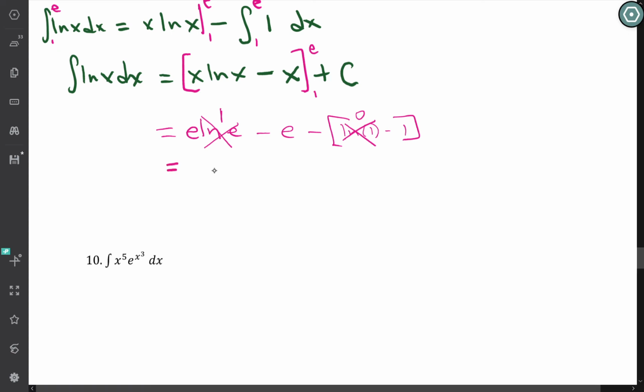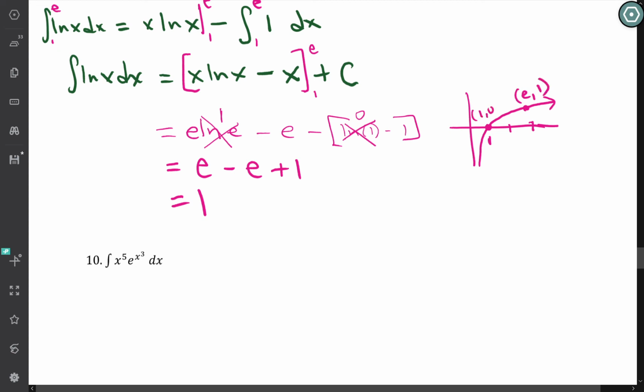So really, I'm ending up with 1 times e, which is e, minus e, oh, this is going to be really nice, minus negative 1, so plus 1, which is 1, which means if we look at this natural log function from 1 to e, the area under it would be just shy of 3. The area that we're getting right there is exactly 1.